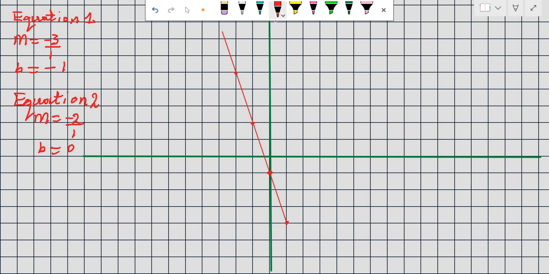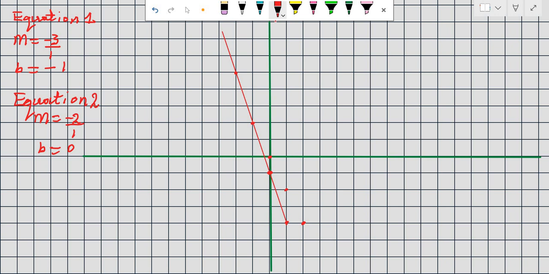So now let's proceed with equation 2. For equation 2, the y-intercept is 0, which is at the origin, at this point. And the slope is -2 over 1. So it means that we can count 2 steps downward along the y-axis and then 1 step to the right. So let's do that from the origin. Let's count 1, 2, and 1 step to the right.